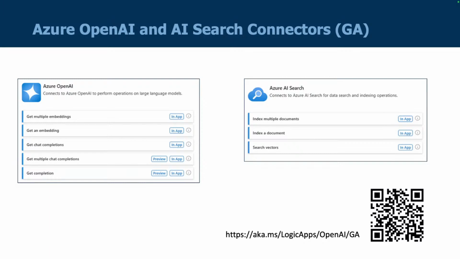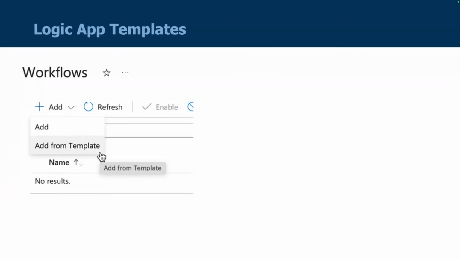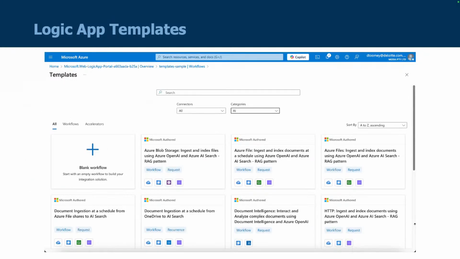That QR code, by the way, will take you to a page that talks about OpenAI support in Logic Apps. The other thing that's really handy in Logic Apps that we have now are templates. So when you go to create a Logic App, you can either create one from scratch, or you can select a pre-built template that gives you an accelerator, a hit-the-ground-running start to building your Logic App.